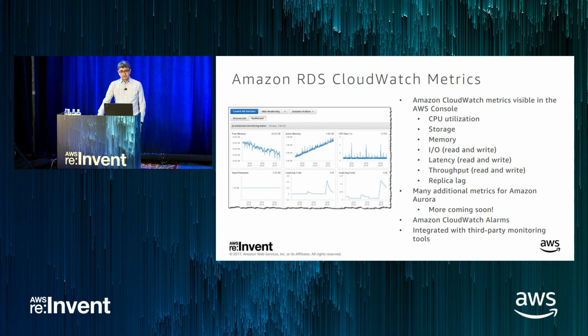Brian already did a demo for showing CloudWatch metrics. So you would have various metrics of the underlying instance. With Aurora MySQL, there are many additional metrics. In addition to host-level metrics, you get things like DML throughput, commit throughput, and commit latency. You get many more metrics, which we are also planning to add to RDS MySQL and RDS MariaDB.